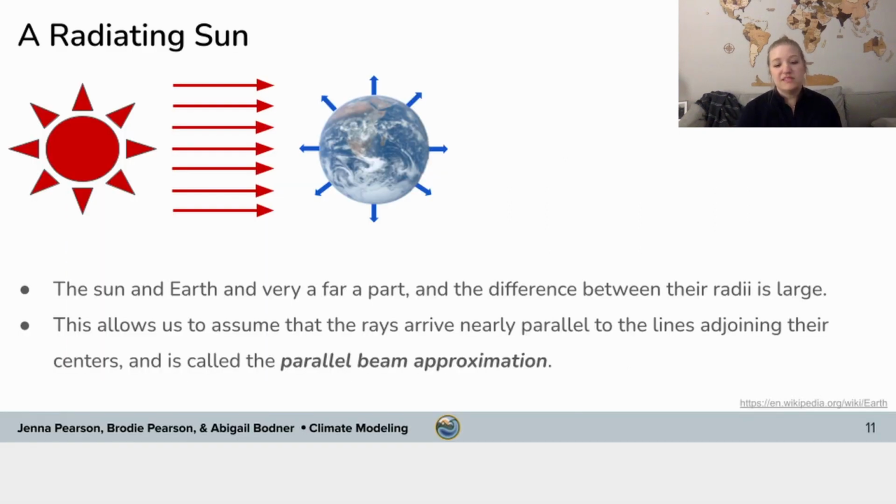The sun is the primary energy source for Earth. However, Earth is very far away from the sun, and the sun is much, much bigger than Earth. Although the sun initially radiates energy in all directions, because of the great distance between the sun and Earth, Earth takes up only a very small angular width in the sky, and thus by the time solar radiation reaches Earth, it's assumed to be traveling along the line that adjoins the center of the sun and the center of Earth. This is called the parallel beam approximation.